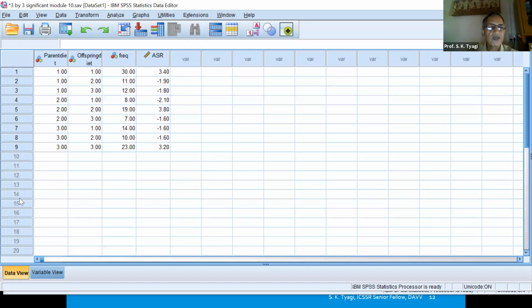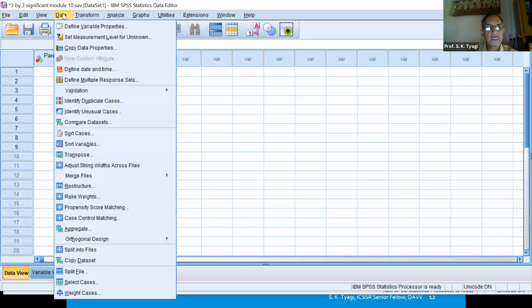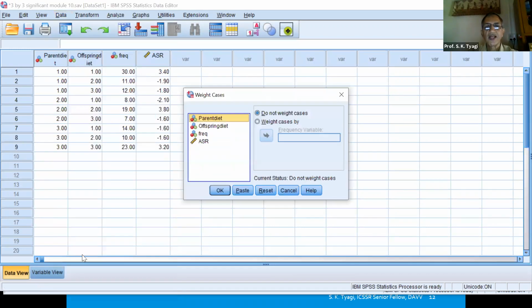Usually in a traditional manner, if we enter data, there would be 134 rows. But here now we have just 9 rows. This is the difference. But we will now use a function known as weight cases. You select this weight cases. We get a dialog box. First is do not weight cases, but we want to weight cases. Weight cases by frequency.